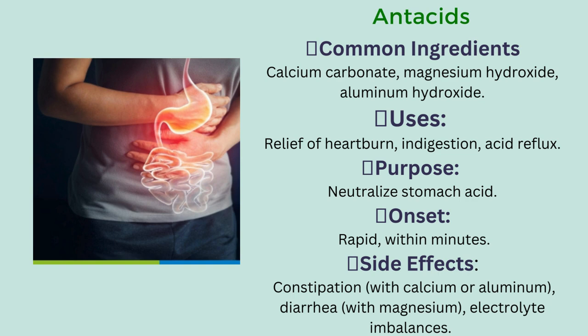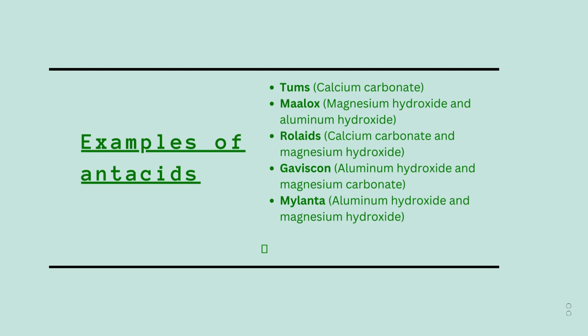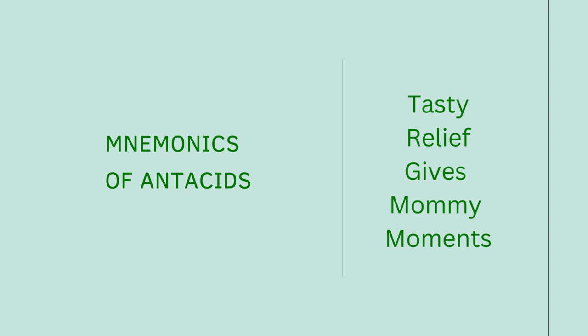Purpose is to neutralize stomach acid. Onset, rapid, within minutes. Major side effects are constipation, diarrhea, electrolyte imbalances. Examples are Tums, Maalox, Rolaids, Gaviscon, Mylanta. Here's a mnemonics flash review of antacids. Tasty relief gives mommy moments.